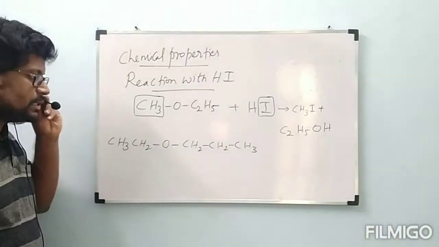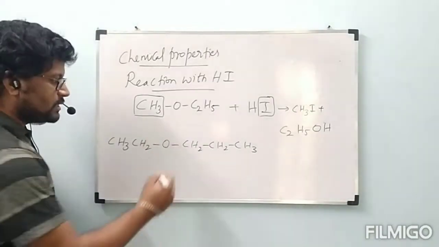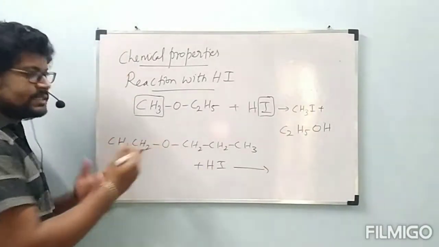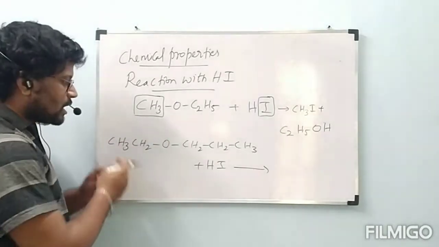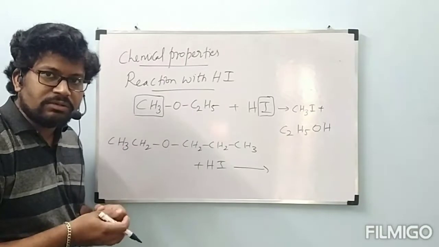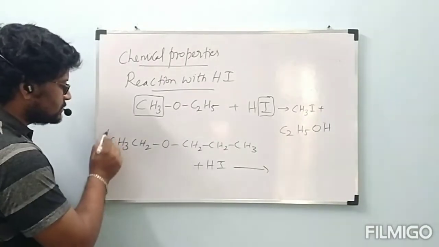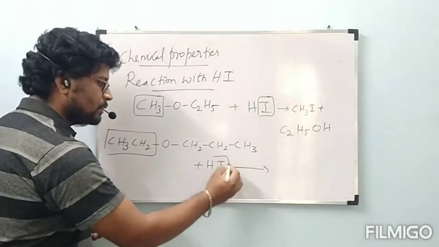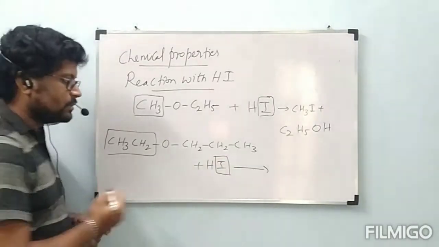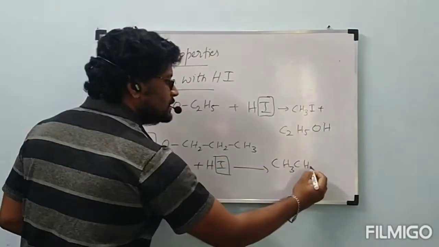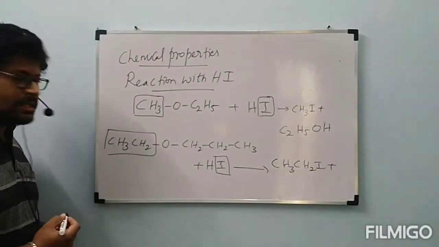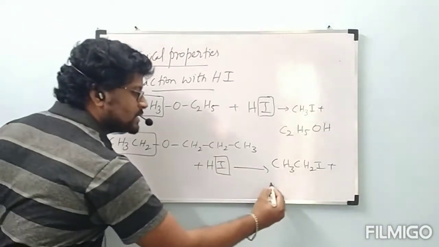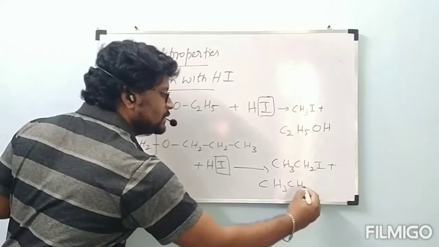CH3CH2OCH2CH2CH3. If this undergoes reaction with HI, then this is also an unsymmetrical ether only, in which out of these two alkyl groups, which alkyl group has fewer carbons? That is the ethyl group. That ethyl group will react with iodine to form CH3CH2I, plus the remaining substance CH3CH2CH2OH will be formed as propanol.